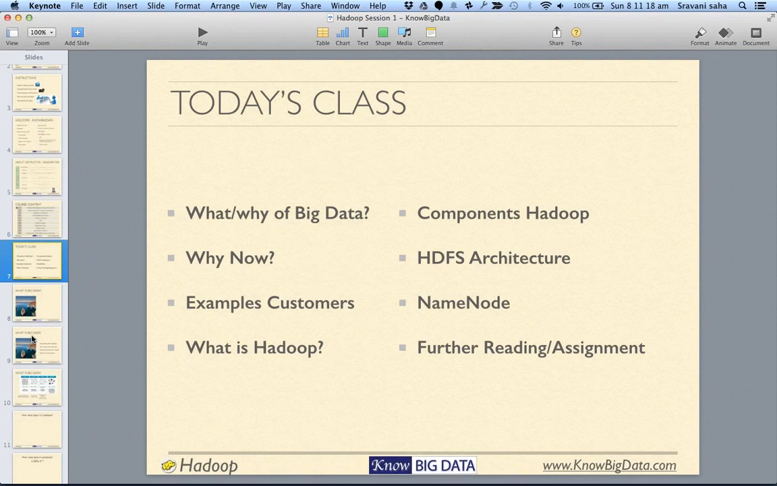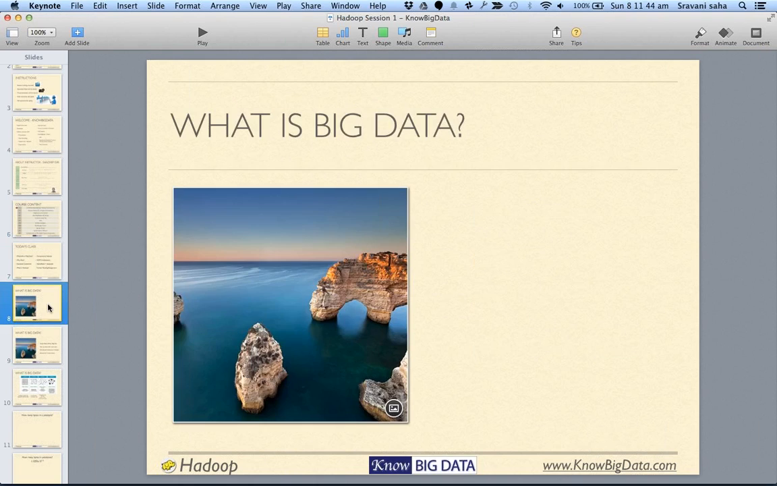Today we are going to discuss these topics: what and why of big data, why now, example customers, what is Hadoop, components of Hadoop, architecture, and then name node and data node. So here we go. Before I start, let me ask you a very simple question. What do you understand by big data as of today?